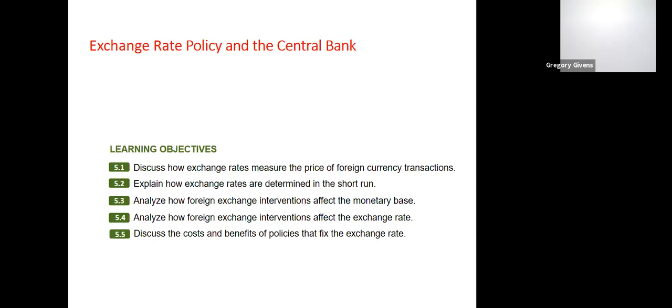There are still a handful of countries that practice a fixed exchange rate regime. Most countries today allow their exchange rates to float, either completely free or they manage them somehow. But some still do try to peg their exchange rate. And so we'll talk a bit about the pros and cons of those different exchange rate policies.